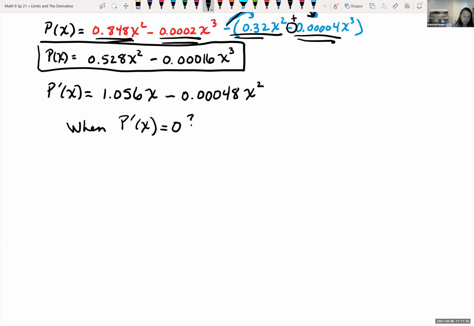I tend to like to have my higher powers first and decrease in order of powers. So I'm going to put that negative first. So negative 0.00048x squared plus 1.056x equals 0.